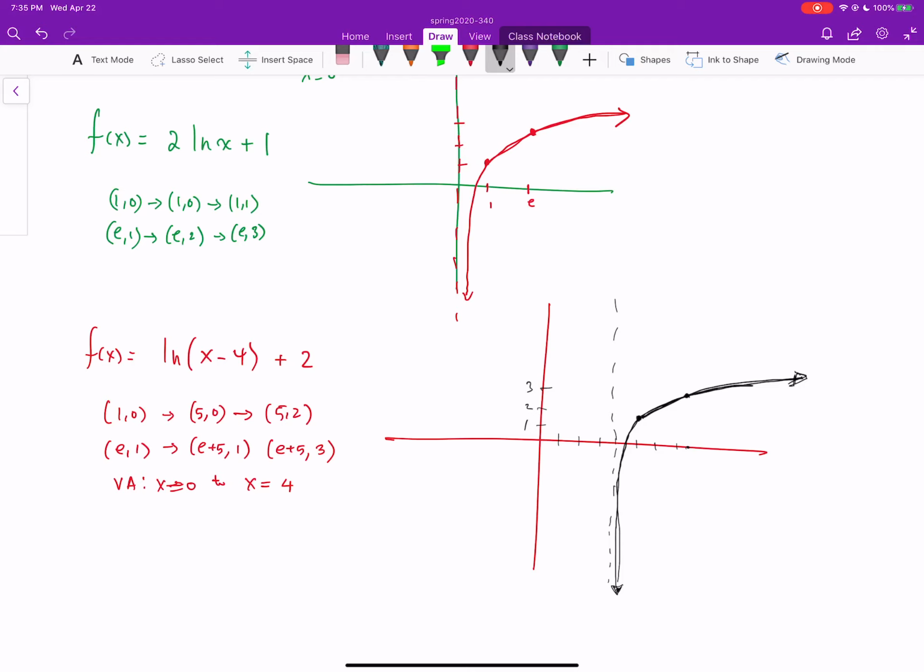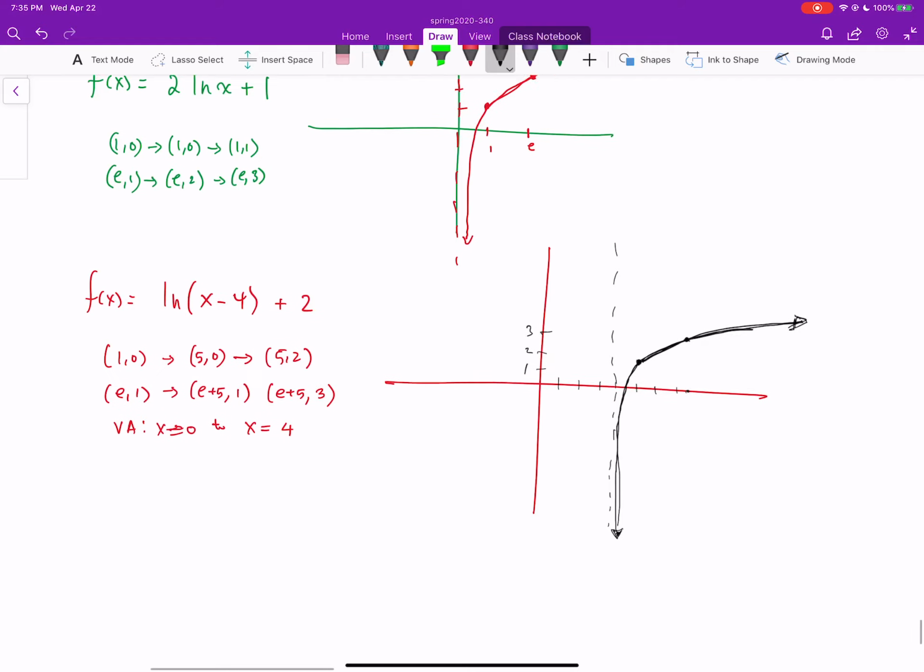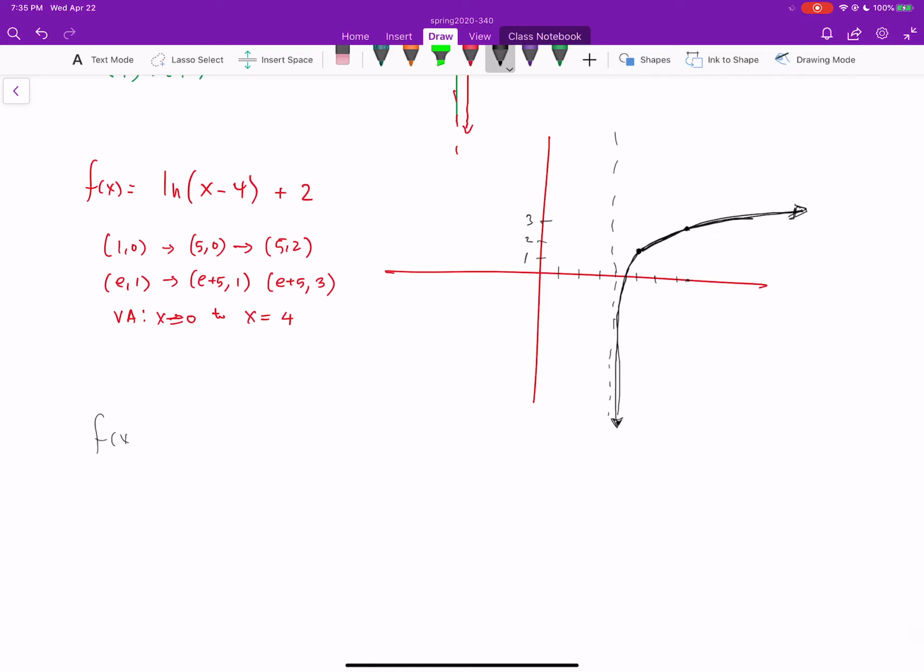Okay, so that's an example. You could certainly do a reflection. So if you have f of x is equal to ln of negative x, then that's a graph that is reflected about the y-axis. So from your base graph, this is going to look like that, where this is negative 1, 0, and then you have negative e to the 1.